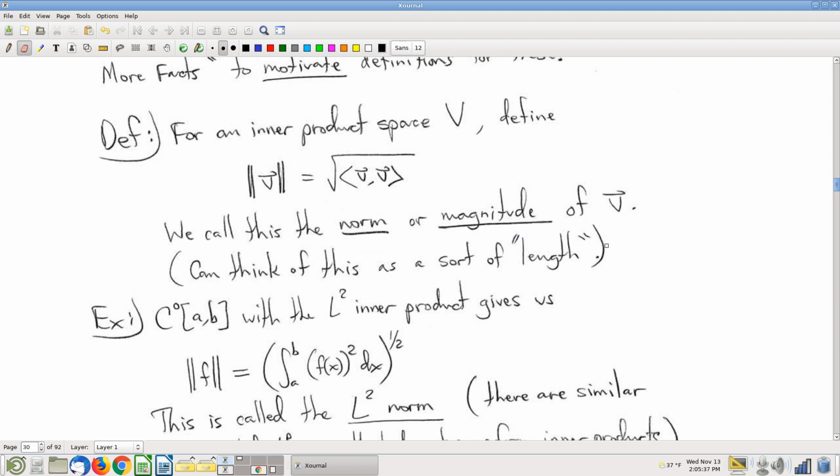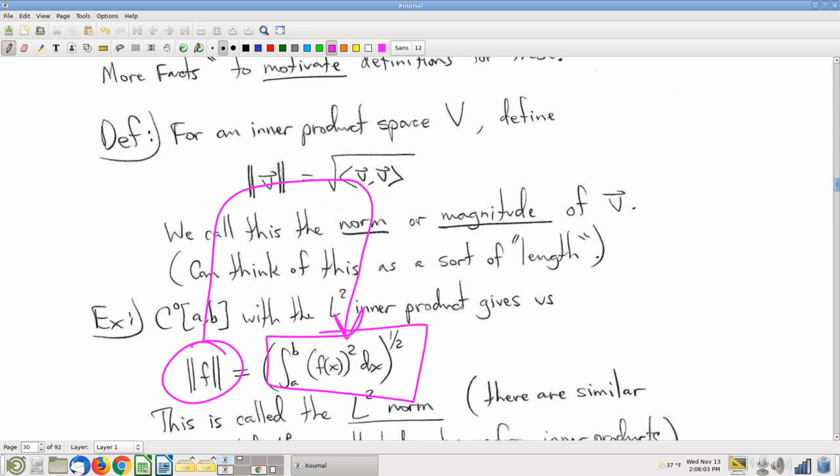All right. So, for example, don't forget we have the L2 inner product on C0, right? The vector space of continuous functions. Attach this inner product. Now we have the inner product space of continuous functions. And using this formula, this definition, what's the magnitude of a function? Well, the magnitude of a function is the square root of the self inner product, so therefore that. It's a very weird little formula. The square root of the integral of the square of the function in question.